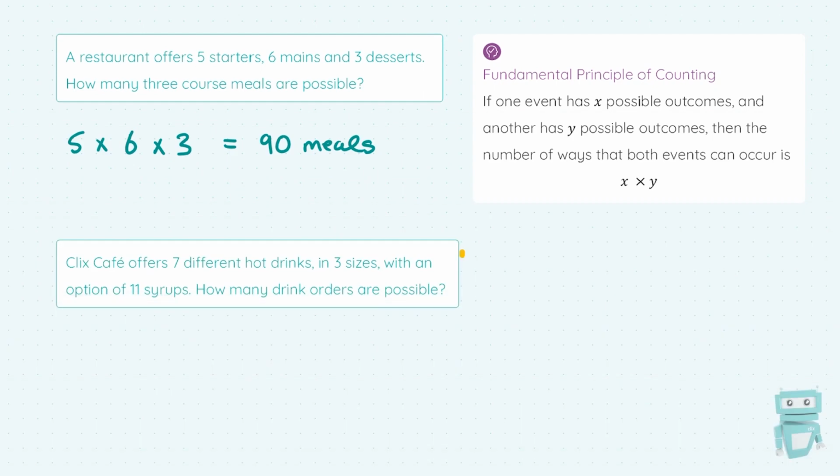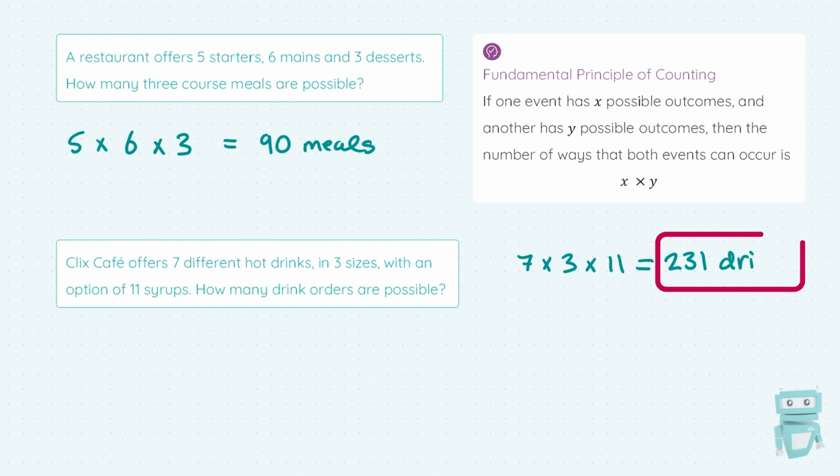Next up, I'm told Clix Cafe offers 7 different hot drinks in 3 sizes with an option of 11 syrups. How many drink orders are possible? So all we're going to be doing here, folks, is multiplying the number of possibilities for each event. So I'm taking the 7 drinks. Each of those 7 drinks has 3 possible sizes, times by 3, and can have 11 possible syrups. And altogether, when I do that, I get 231 possible drinks.